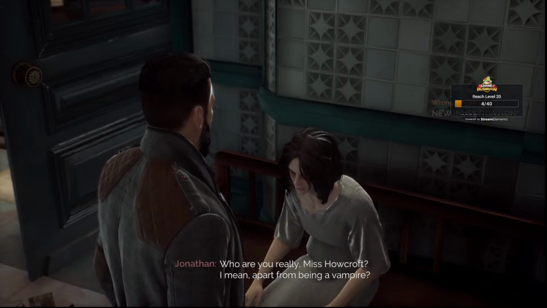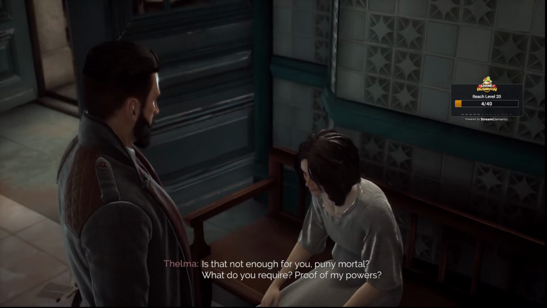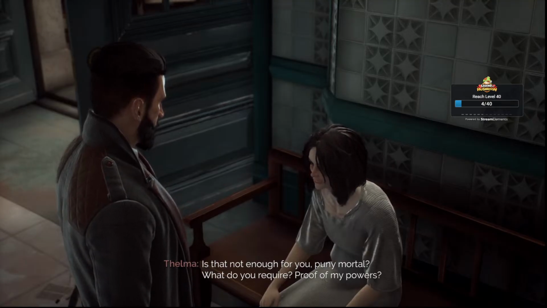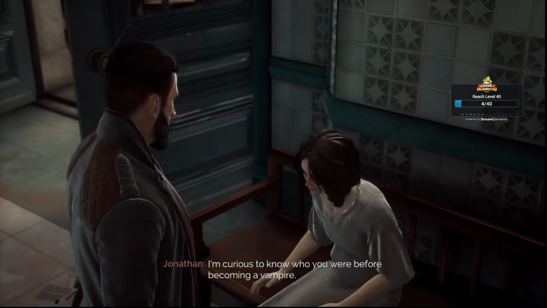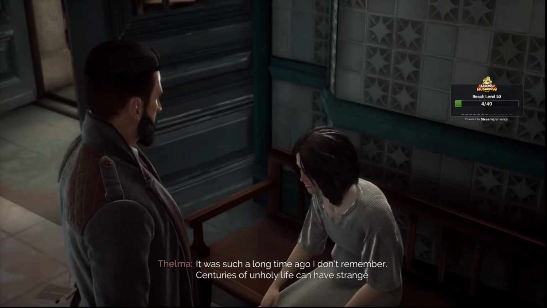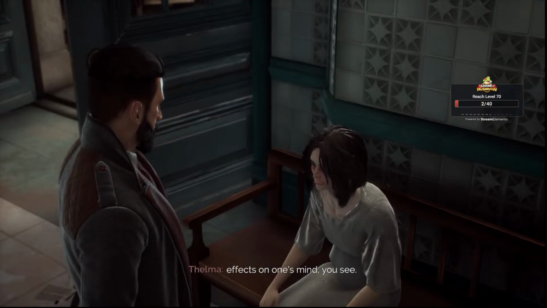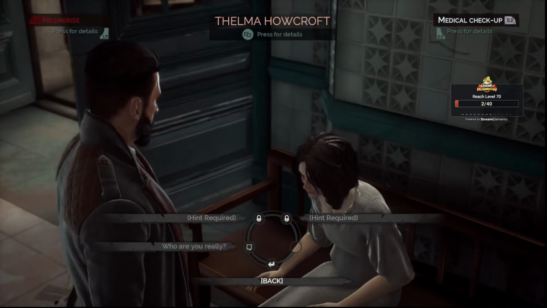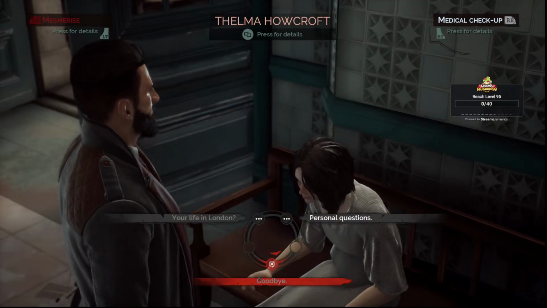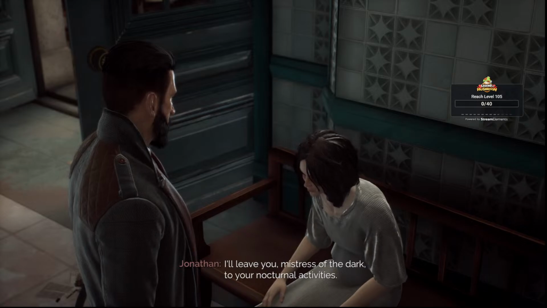Who are you really, Miss Howcroft? I mean, apart from being a vampire. Is that not enough for you, puny mortal? What do you require? Proof of my powers? I'm curious to know who you were before becoming a vampire. No, it was such a long time ago, I don't remember. Centuries of unholy life can have strange effects on one's mind, you see? I'll leave you, Mistress of the Dark, to your nocturnal activities.